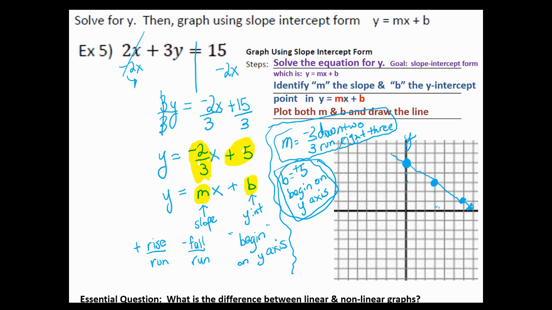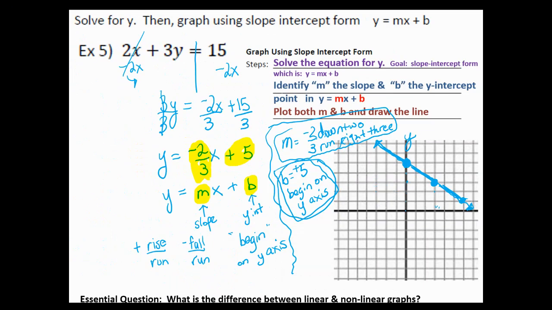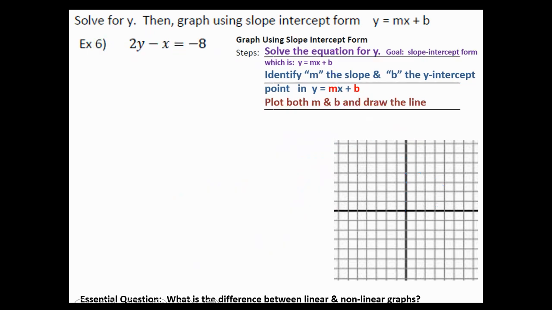Draw arrows in a much better straight line than this arch over. My line is not straight at all. There, I can make it better. Remember, all lines are straight, and all lines have arrows on the end. Otherwise, it would be a segment or a ray. Let's try it again. So you can hit pause if you need to get your notes caught up for that.